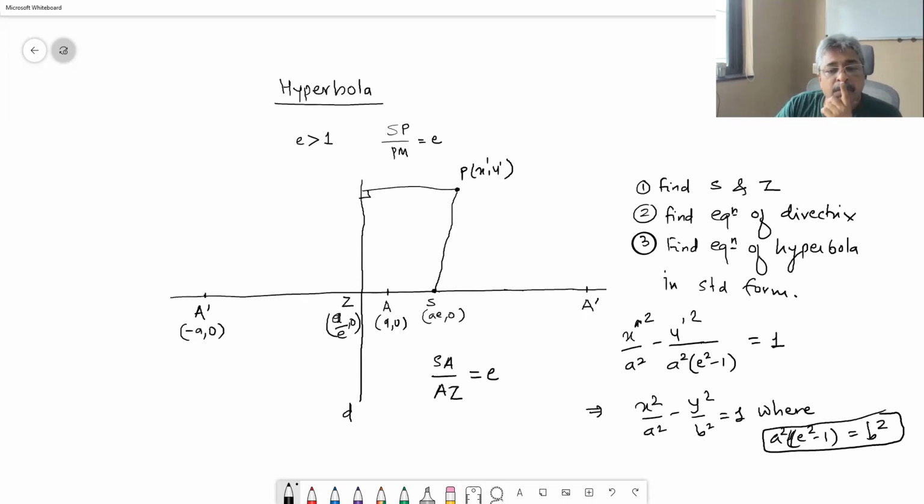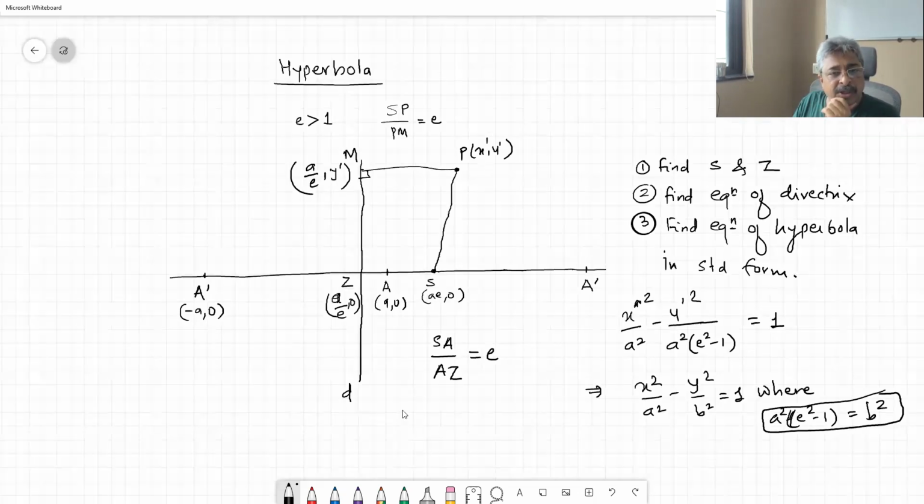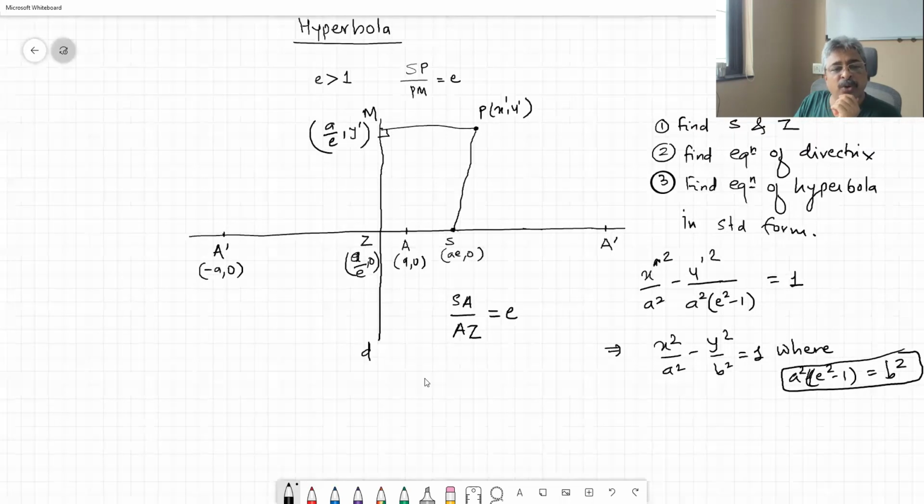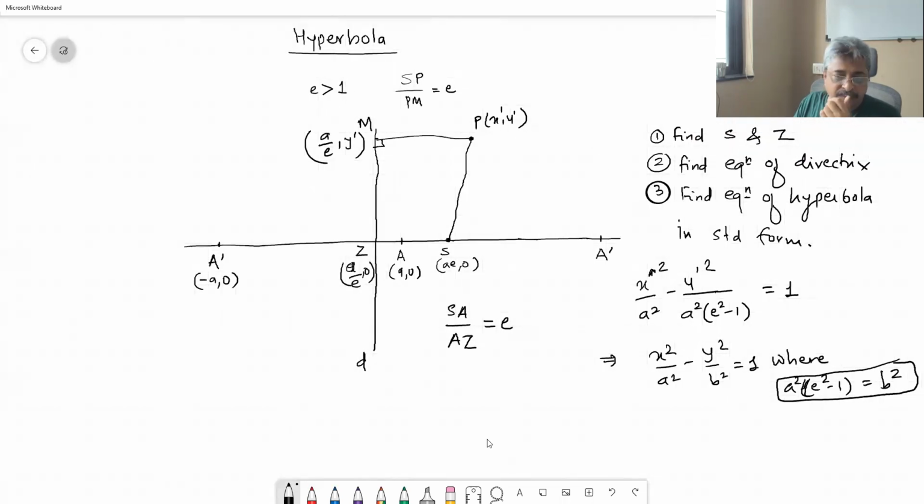Okay, I think you will get it, all of you. Coordinate of M is (a/e, y'). Okay, so once you have this expression with you, we have decided to analyze this algebraic expression and find out some more things about it.